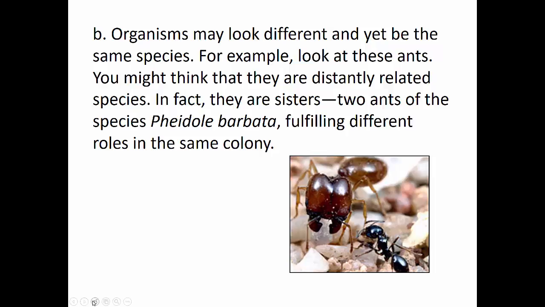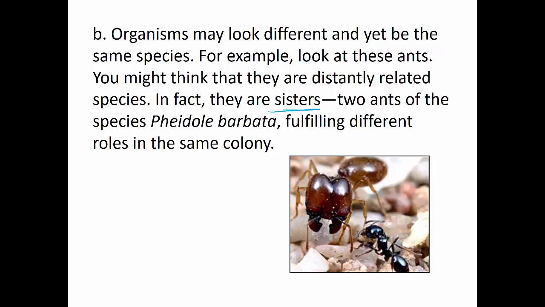Another example, organisms may look very different and yet be the same species. If we look at these ants, you might think that they are distantly related species. In fact, they are sisters. They are two ants of the species Pheidole barbata, and they fulfill different roles in the same colony. So they are the same species, but they don't look anything alike.